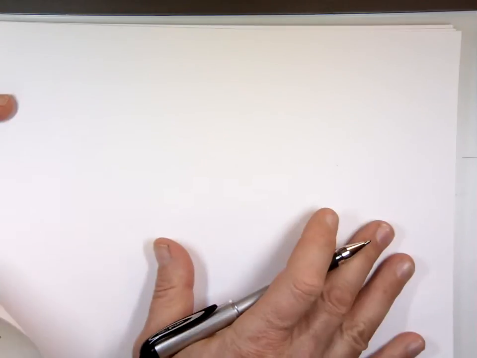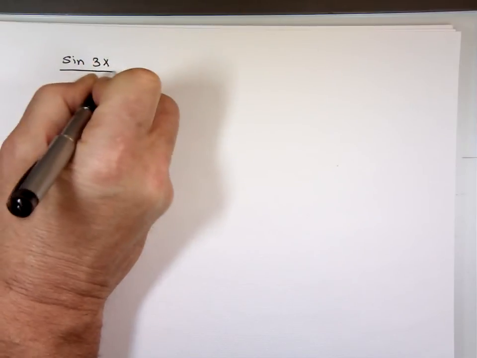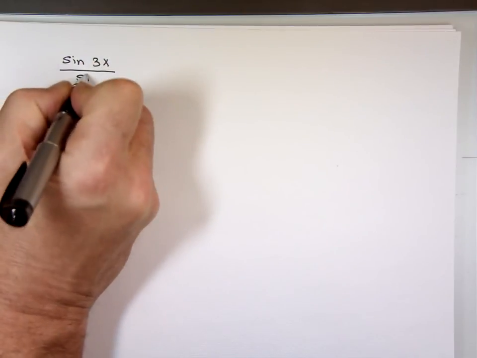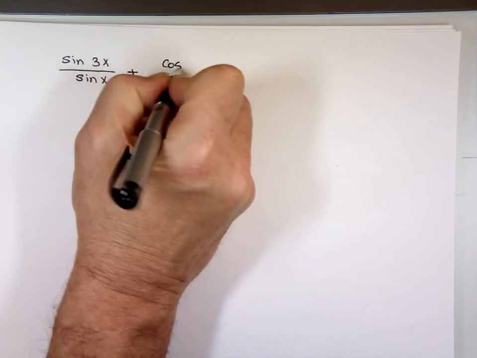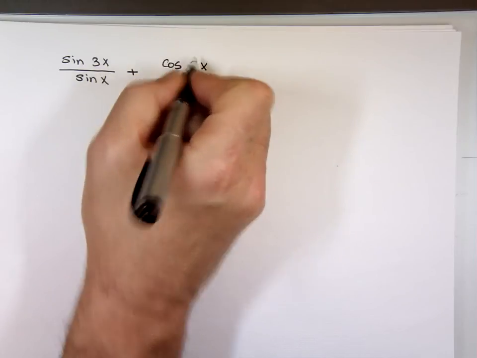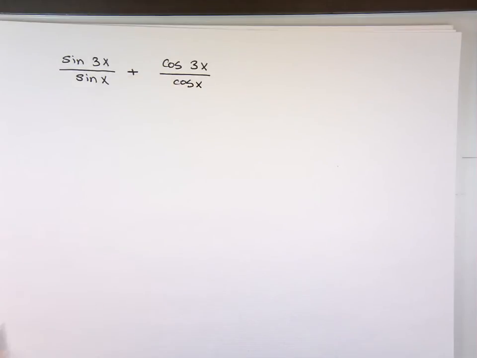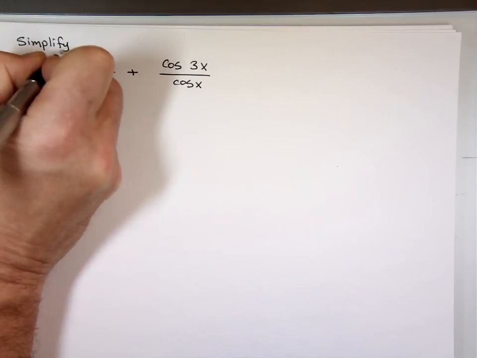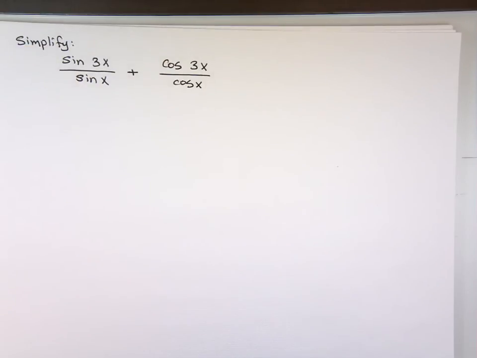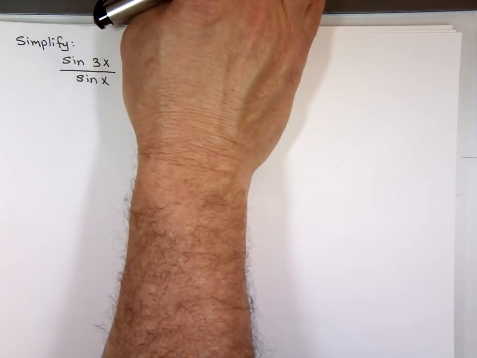Sine 3x over sine of x plus cosine 3x over cosine x. I want to simplify that. Can I simplify these? Just looking at that, can I cancel anything? Make it sine 2x? Nope, you can't.